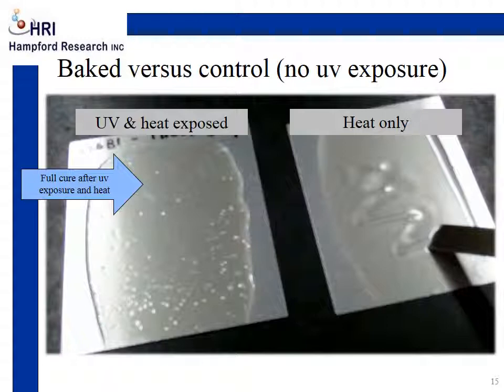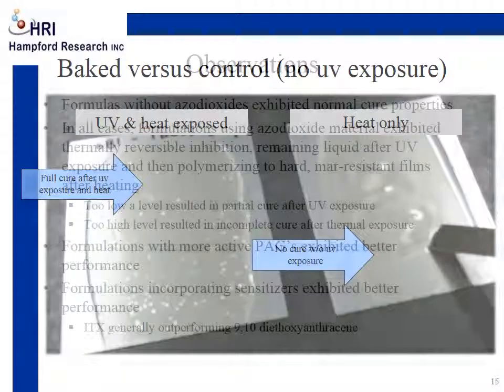As a test, we took that same epoxy with the inhibitor in there, not exposed to ultraviolet light, but exposed to heat, and you can see that it still didn't cure. So it isn't the heat that's allowing the cure, it's the combination of ultraviolet energy followed by heat.